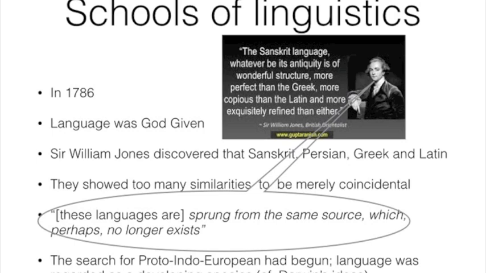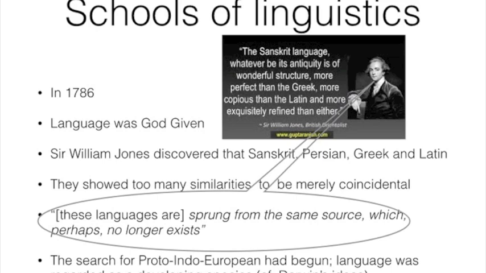These languages are sprung from the same source, which perhaps no longer exists. They used to think that these common things that exist in different languages come from the same source. They used to be part of a mother language in the past, and from this mother language came these common things in Sanskrit, Persian, Greek, and Latin. So these are some of the thinking and ideas that existed at that time.